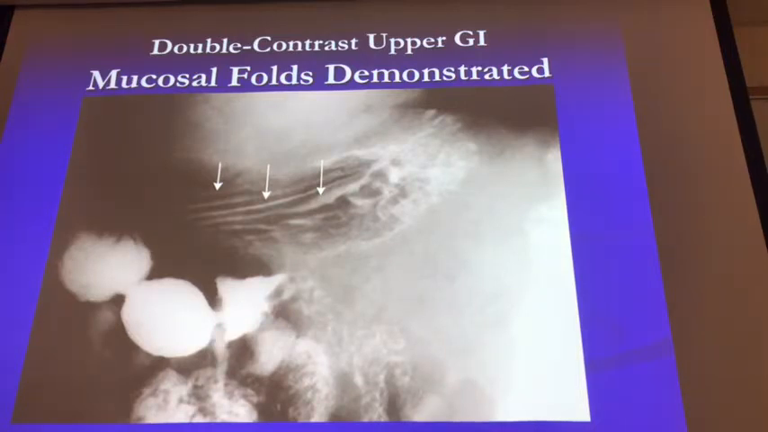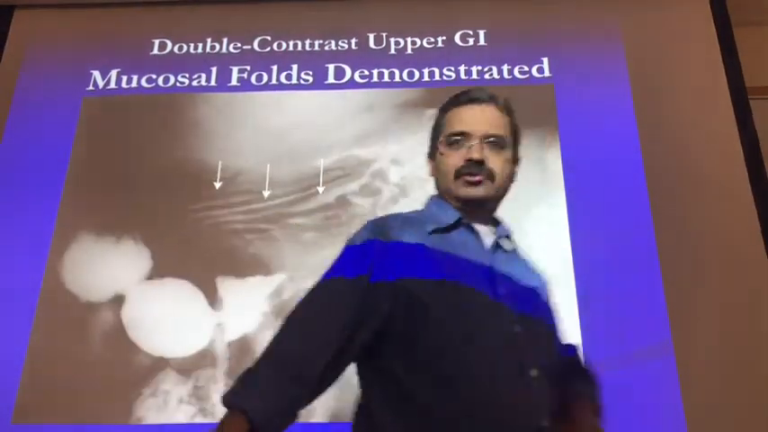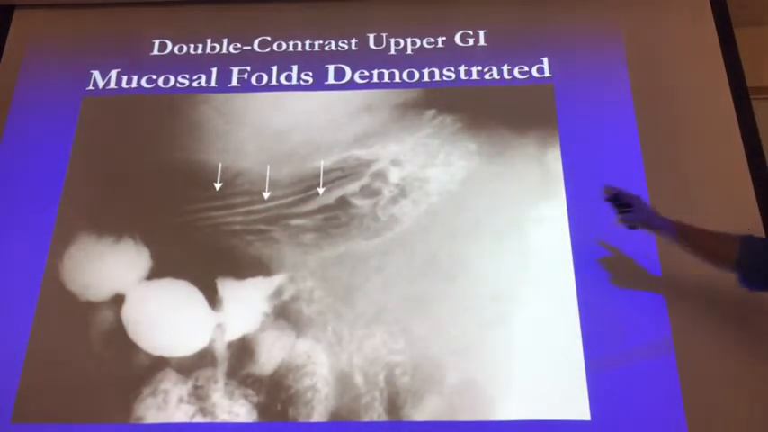All right, let me finish up this section, then we'll take a break. Mucosal folds are demonstrated when you have double contrast medium. That's the nice thing about double contrast medium. You can see all the small details, okay? Like in this case, the mucosal, the rugae, can be seen here.